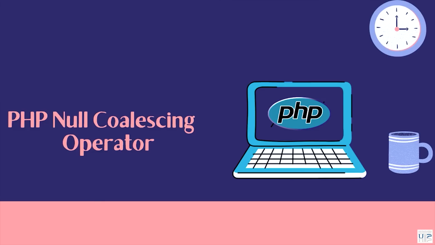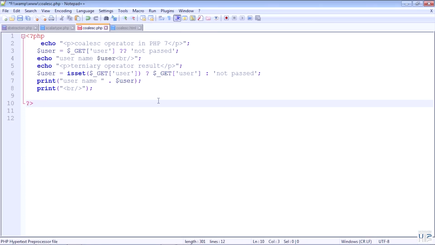In this video, we shall see another new feature of PHP 7 called the null coalescing operator. Another new feature of PHP 7 is this coalescing operator, which we will now put into practical use. What this operator does is verify whether a particular variable is set or not. This double question mark is called the coalescing or coalesce operator.